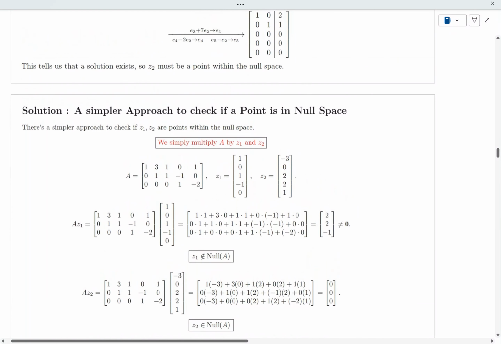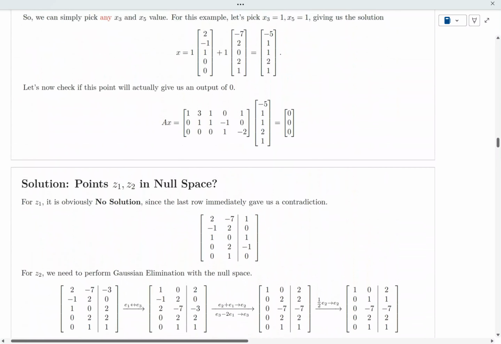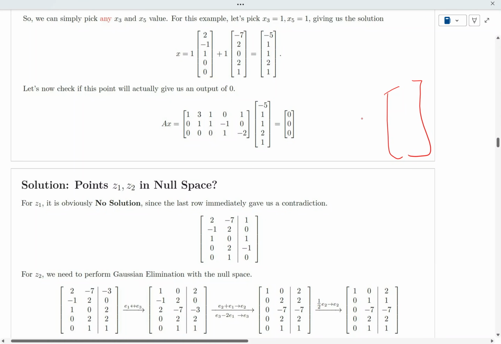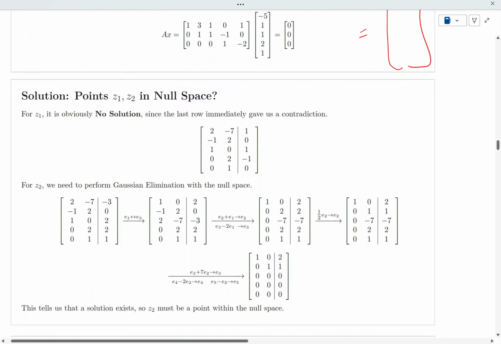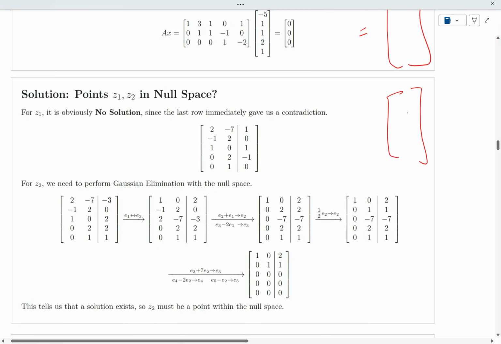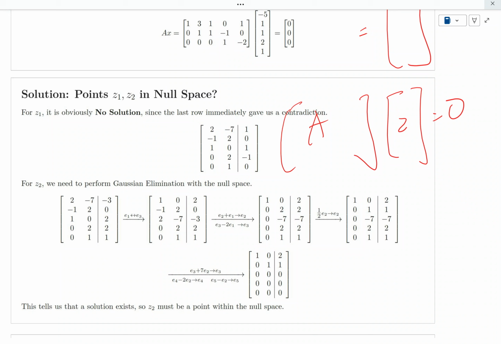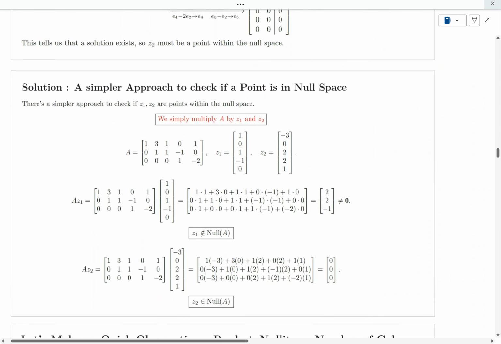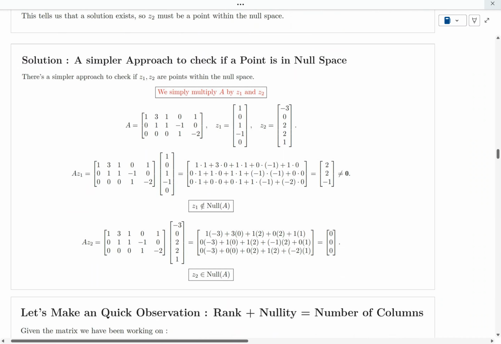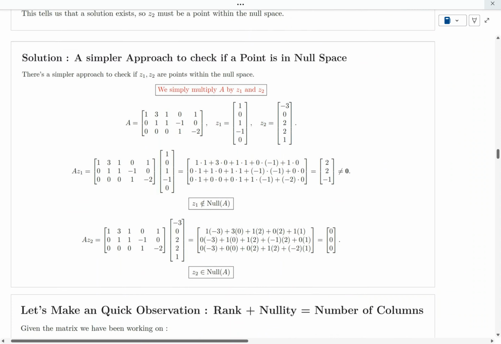Now, with null space, if you have a particular point, you can check if it's actually inside the null space. I don't know if you remember how to check if a point is inside a space. Actually, there's an easier way. If you take your vector x, or actually z here, and simply multiply by A, you should get a 0. So that's a much easier way to check for null space. So here are all the possible solutions you can check.